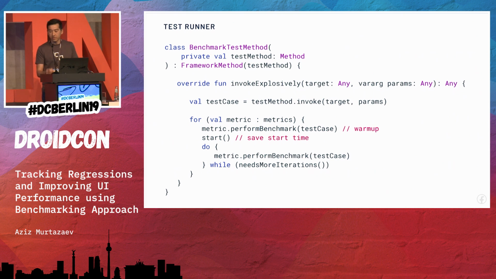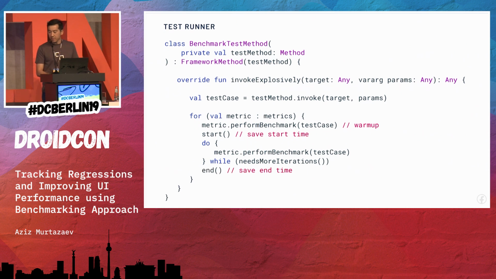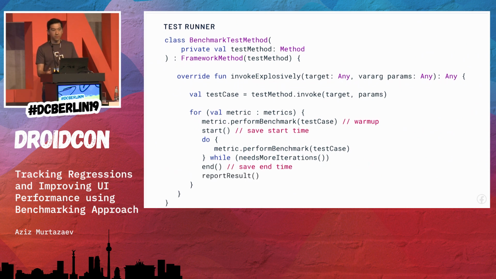So you might have some sort of a minimum number of times, or a minimum time to run the benchmark. So you can check the current time, and then you save the end time and you report the result. So here you have information about how long it took overall and how many iterations you did, and you can calculate averages. And that way this result is aggregated to the overall result.